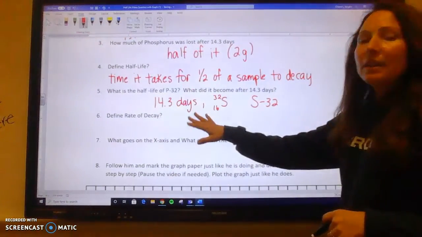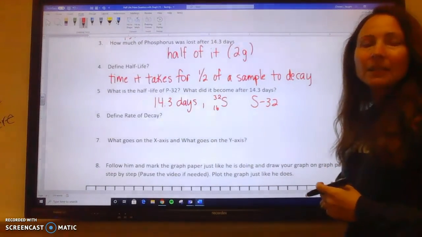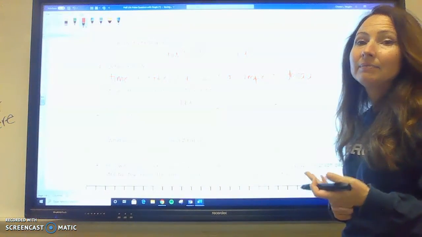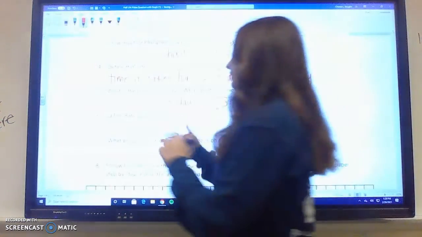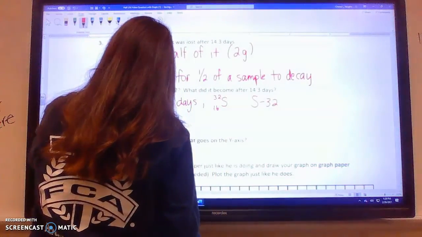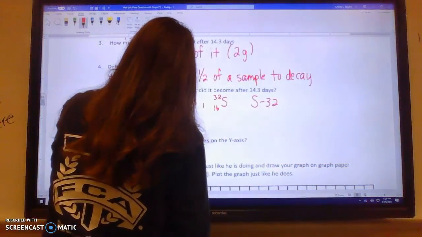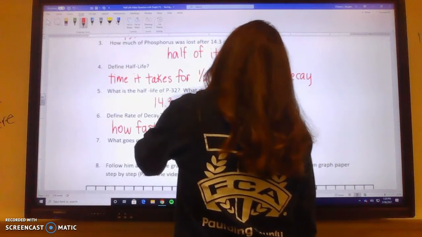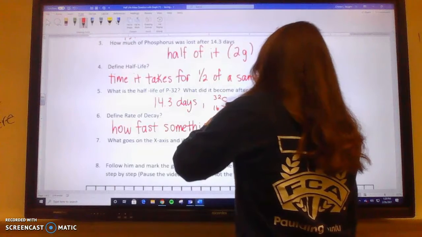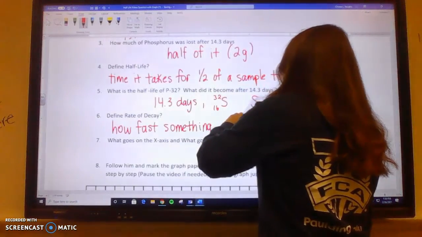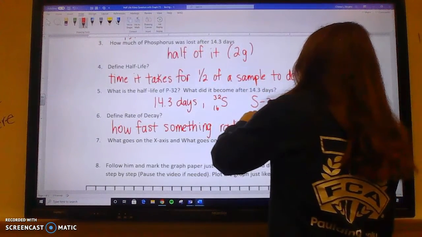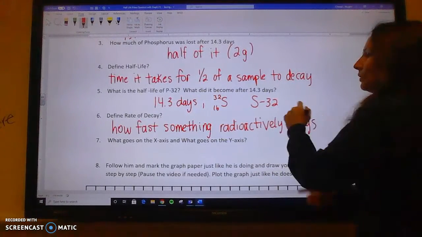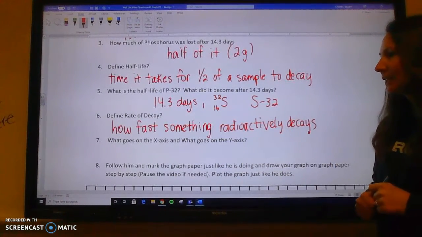All right, number 6. I did this with the class and didn't really hear a good definition for the rate of decay, okay? So this is really how fast something radioactively decays. Now, this is not going to be on a test, so don't worry about number 6's definition.